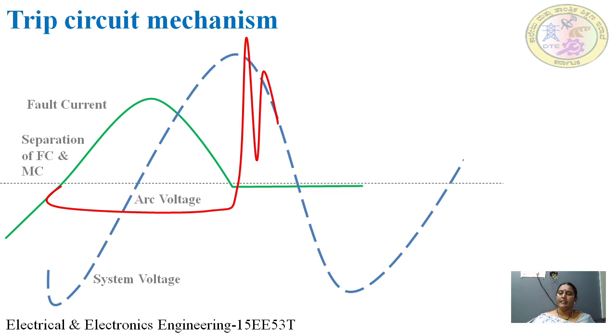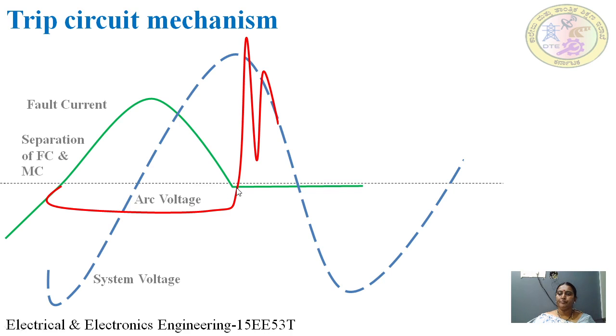Here the fault current is represented by a green line, from the initiation of the fault to the clearance of the fault. Between the initiation of the fault and the clearance of the fault, there is a voltage present between the contacts of the circuit breaker. This is called the arc voltage.